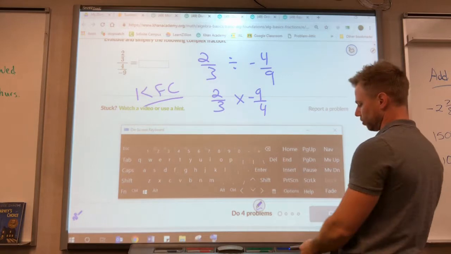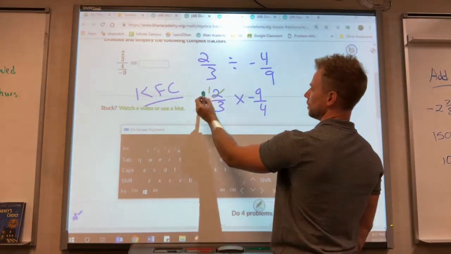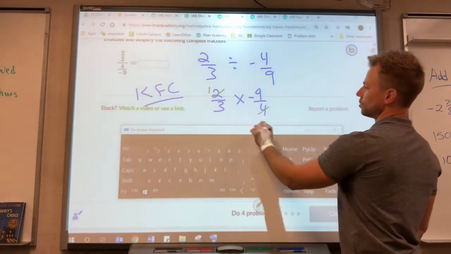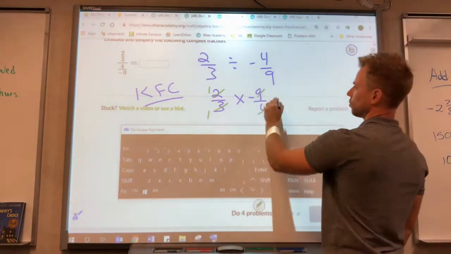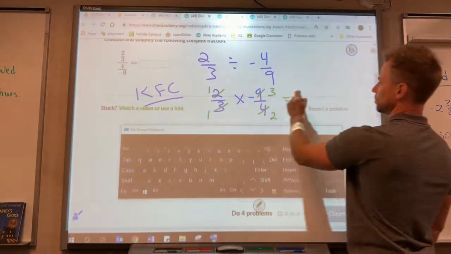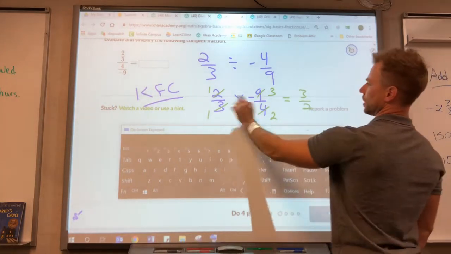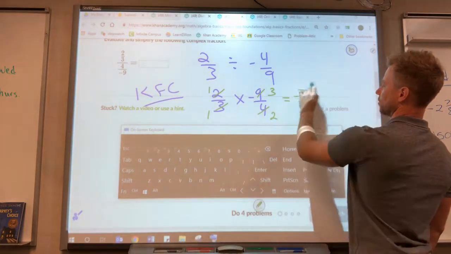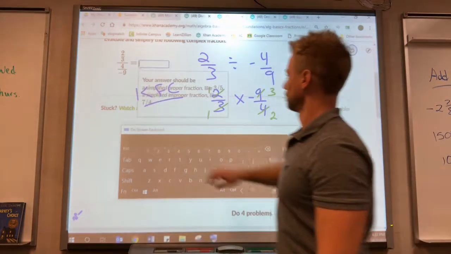Then we look if we can cross-cancel. Now we actually can do some cross-canceling. 2 goes into 2 once, 2 goes into 4 twice, 3 goes into 3 once, 3 goes into 9 3 times. Now we can multiply. 1 times 3 is 3. 1 times 2 is 2. Positive times a negative is a negative. So that gives us a -3/2.